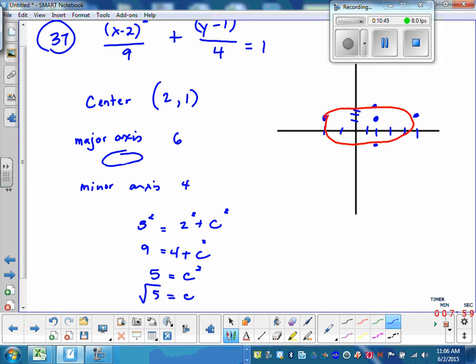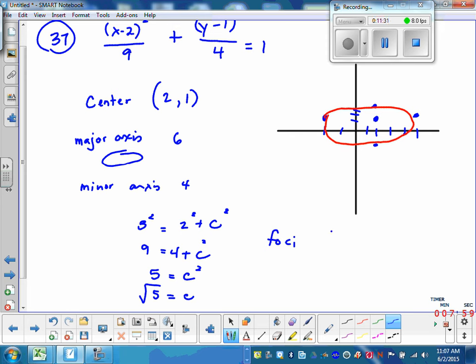Now, here comes the tricky part. You have to know which way this is oriented, and you have to know the center, because the foci is going to change. If I'm looking at my picture, my focus point is going to go the square root of 5 this way and the square root of 5 this way. So think about which one that changes. Does that change the x coordinate or the y coordinate? And in this case, it changes the x.